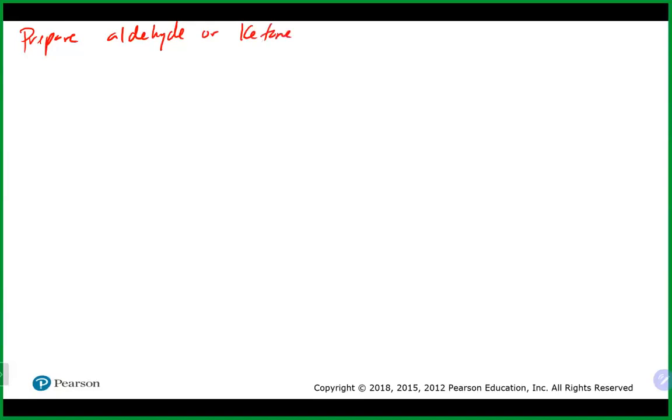But let's first talk about how we prepare an aldehyde or a ketone. They really are prepared from alcohols, and they are prepared from either a primary alcohol or a secondary alcohol. And it's through some reactions we're going to talk about, which are oxidation reactions and reduction reactions.